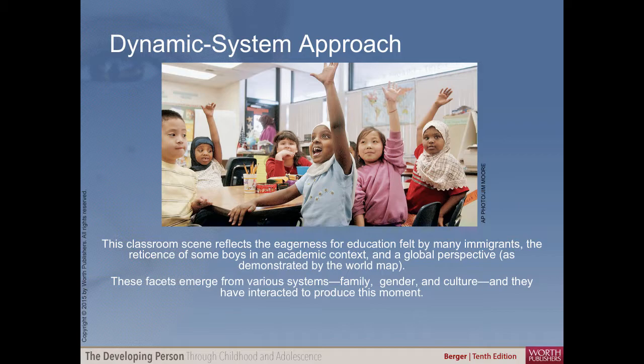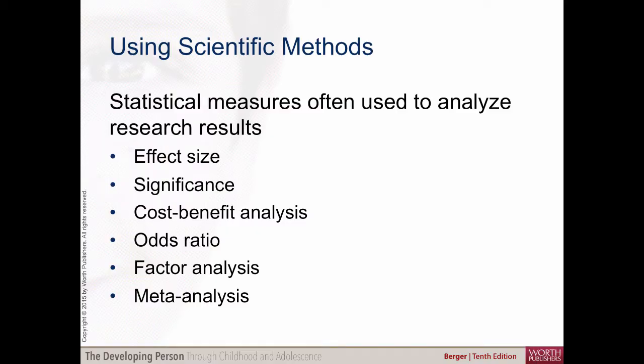So, using scientific methods, there are statistical measures often used to analyze research results. We can look at effect size, significance, cost-benefit analysis, odds ratio, factor analysis, and meta-analysis.